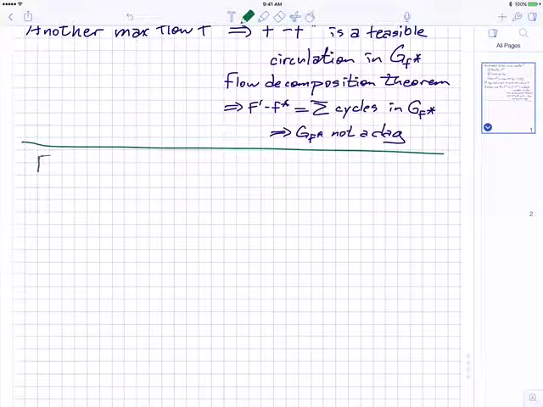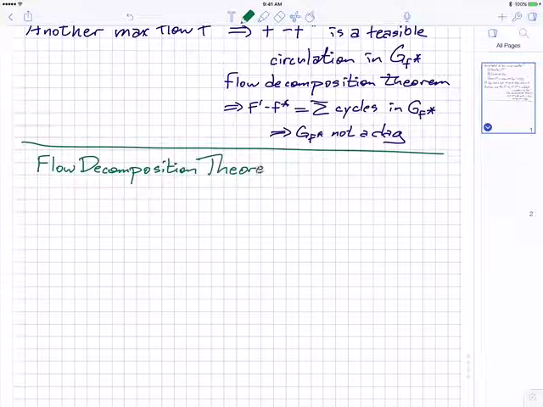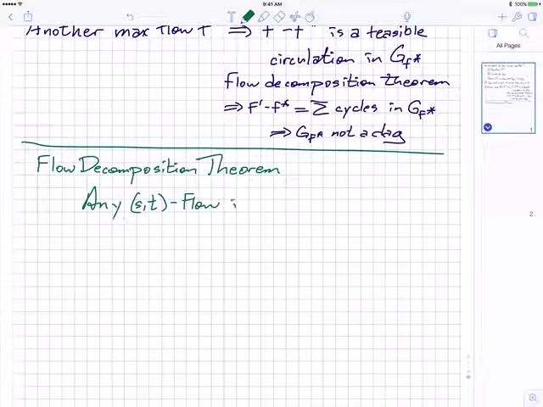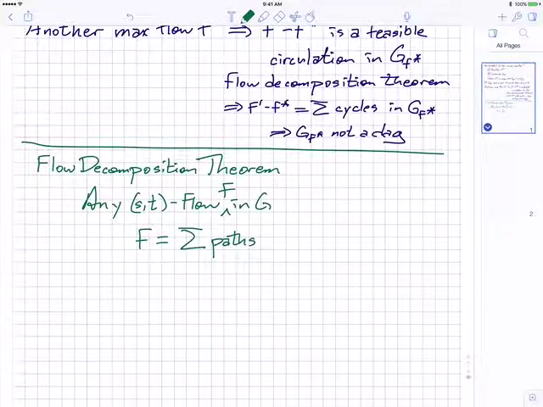Okay, so the flow decomposition theorem says any flow from S to T in G, well, let's call this flow F, can be written as the sum of a bunch of paths plus the sum of a bunch of cycles.